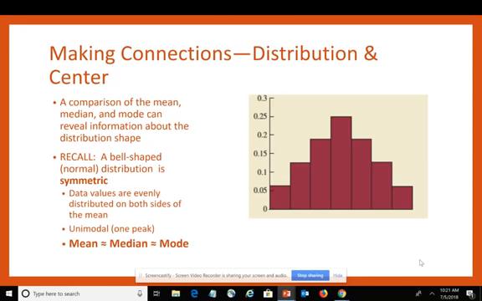So if you'll recall, a bell-shaped distribution is symmetric, which means the left side mirrors the right side. The data values are evenly distributed. It is what we call unimodal. It has a single peak and a single mode. And if you perform the calculations and find that your mean and your median and your mode are all virtually the same value, that is how we can confirm and verify that the distribution is symmetric.